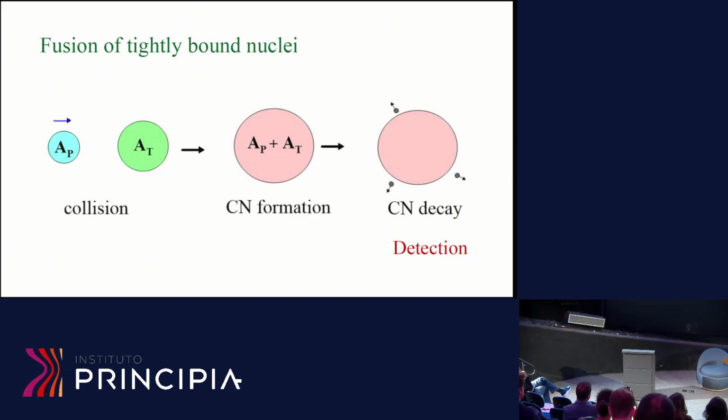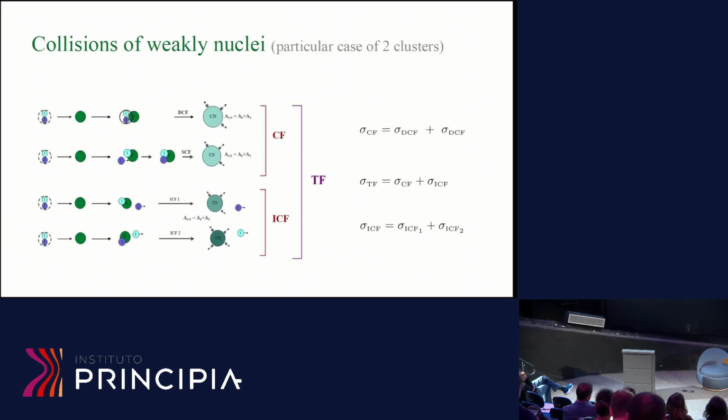When weakly bound nuclei collide, the fusion process is much more complicated because there are several different possibilities. In addition to the usual fusion process where the whole projectile is absorbed by the target, there are other fusion processes that follow the breakup of the projectile. First, there is the possibility that the projectile breaks up into two fragments. For simplicity, I'm considering only projectiles that break up into two fragments.